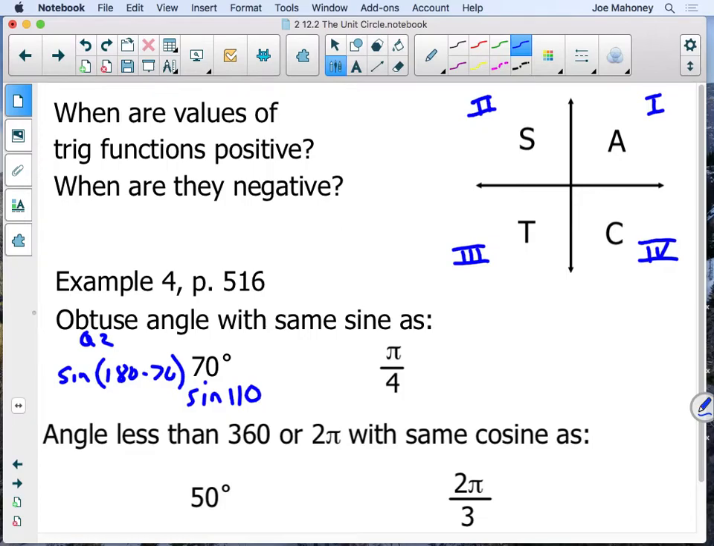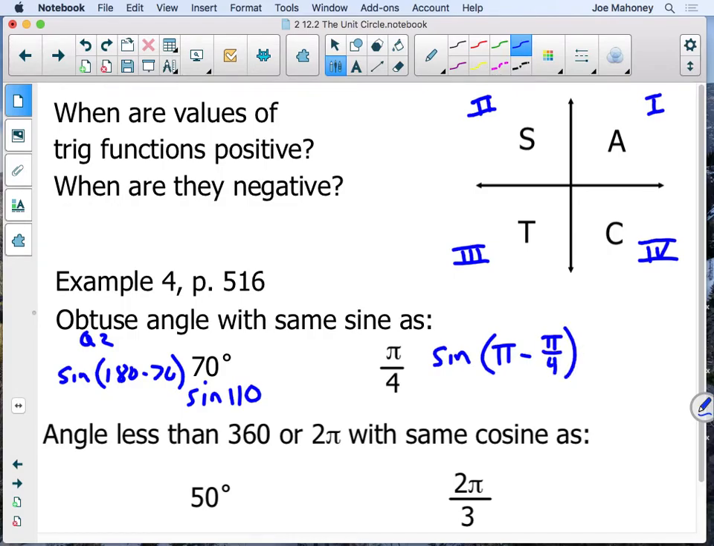We know pi over 4, that's quadrant number 1. So we want to go not 180 degrees, but we want to go pi radians. So it's going to have the same sine value as the sine of pi minus pi over 4.